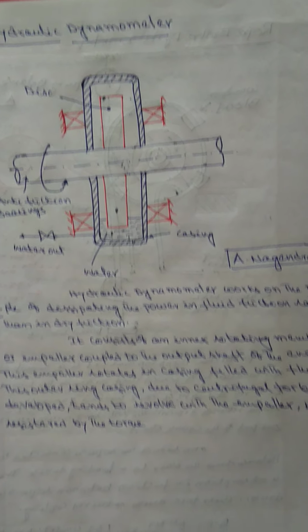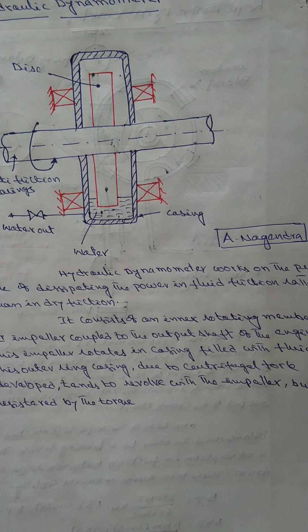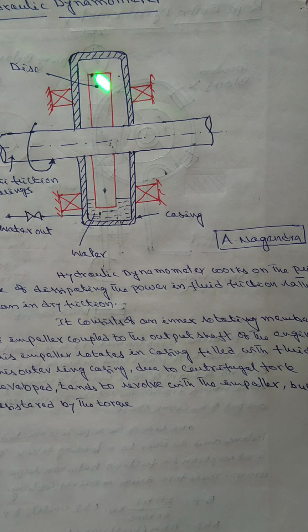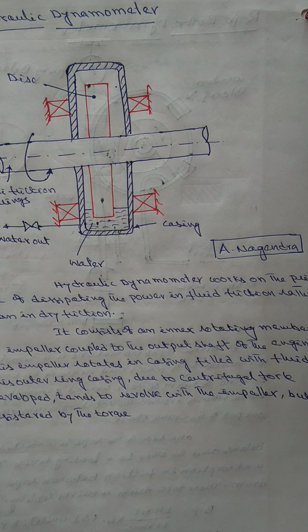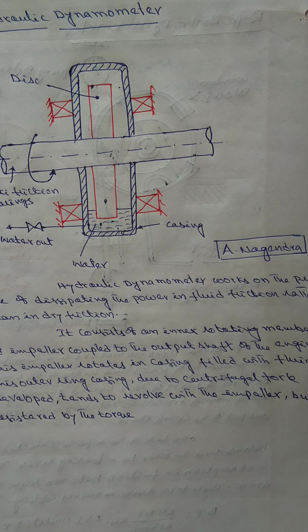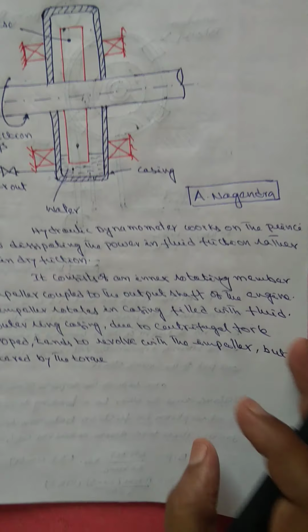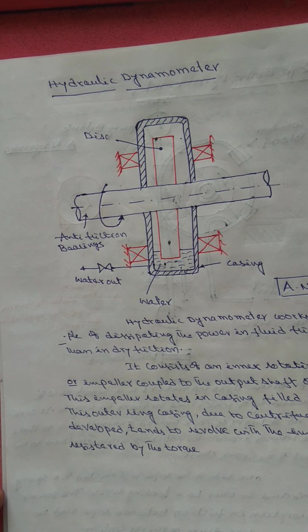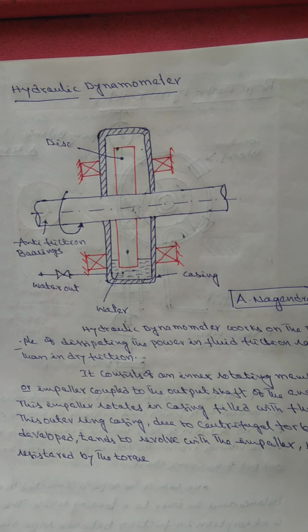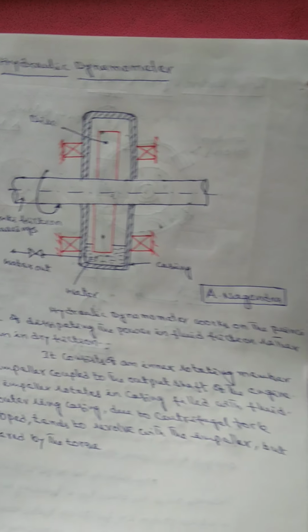So the hydraulic dynamometer works on the principle of dissipating power by fluid friction. Generally in a hydraulic dynamometer, centrifugal force will be developed. By centrifugal action, one casing will be there, and that casing is rotating. So that tends to develop the centrifugal force. This is the hydraulic dynamometer. The hydraulic dynamometer is also used in 4-stroke 4-cylinder SI engines, meaning spark ignition engines.